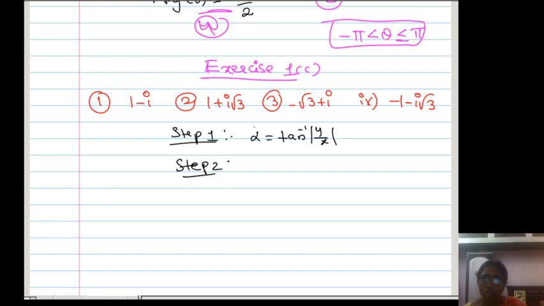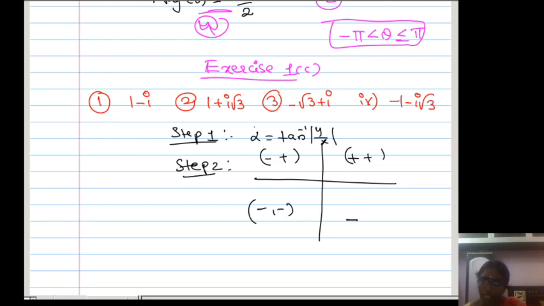Next, step 2: you should identify the quadrant. In the first quadrant both x and y are positive. In the second quadrant, minus and plus. In the third quadrant, minus comma minus. In the fourth quadrant, what happened? Here plus and minus. So first you have to observe that in the complex numbers.